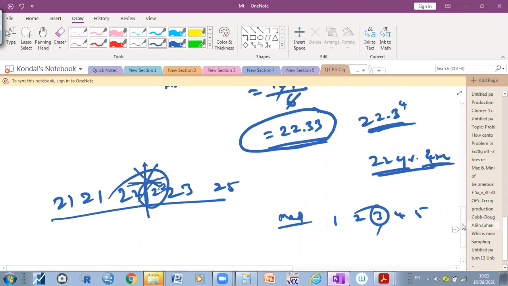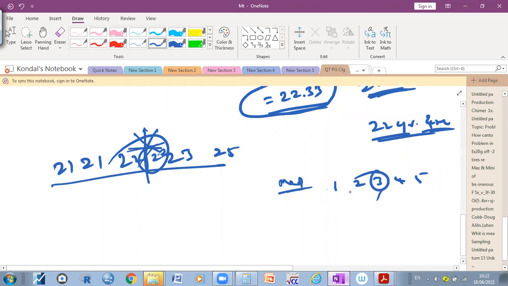For example, if you take the ages of children, 1 year, 2 years, 3, 4, 5, what is the total value? The sum of x, when you add, you will get 15, right? 15 by 5, how much do you get? 3. The average is 3. The midpoint is also 3. This is the mid value, that is the median, right?